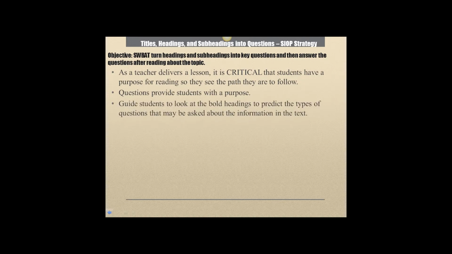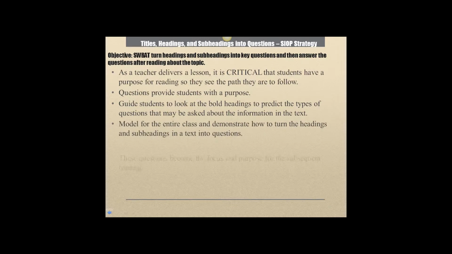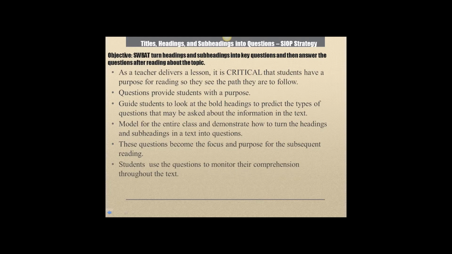Guide students to look at the bold headings to predict the types of questions they may be asked about the information in the text. Model for the entire class and demonstrate how to turn the headings and subheadings in a text into questions. These questions become the focus and purpose for the subsequent reading. Students use the questions to monitor their comprehension throughout the text. Students write the questions and answer them during and after reading.